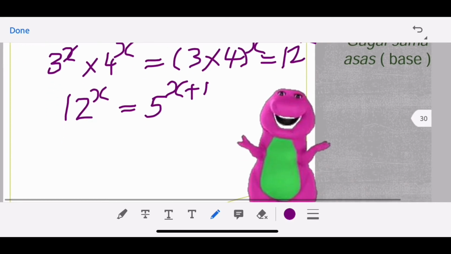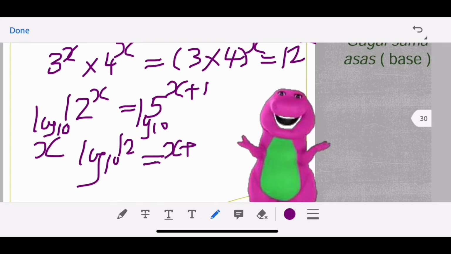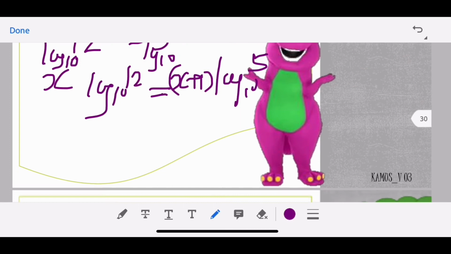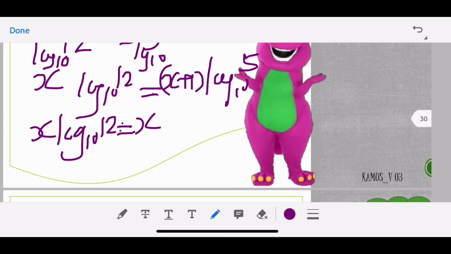So you have 12^x equal to 5^(x+1), and then you can take log base 10 for both sides, and then you do like just now, x bring down, x log10 12 equal to (x plus 1) log10 5. Alright, and then you try to simplify by either expanding or simplifying like I taught you just now. You can write x log10 12 equal to x times log10 5, then plus the 1 times log10 5, right?